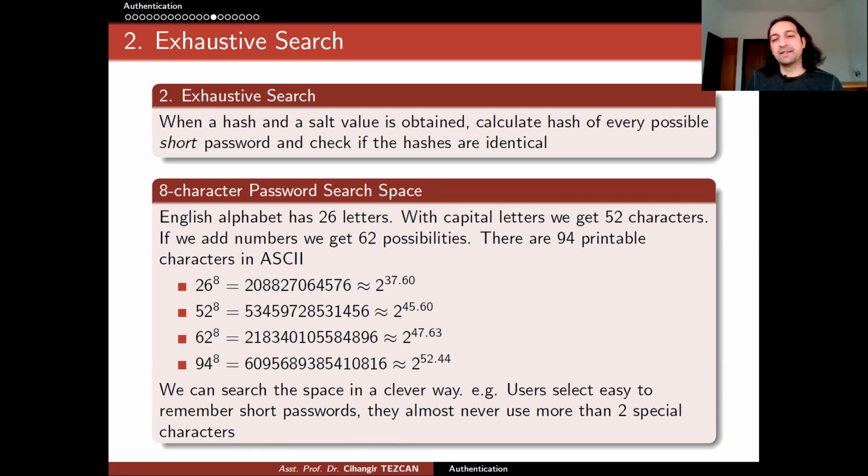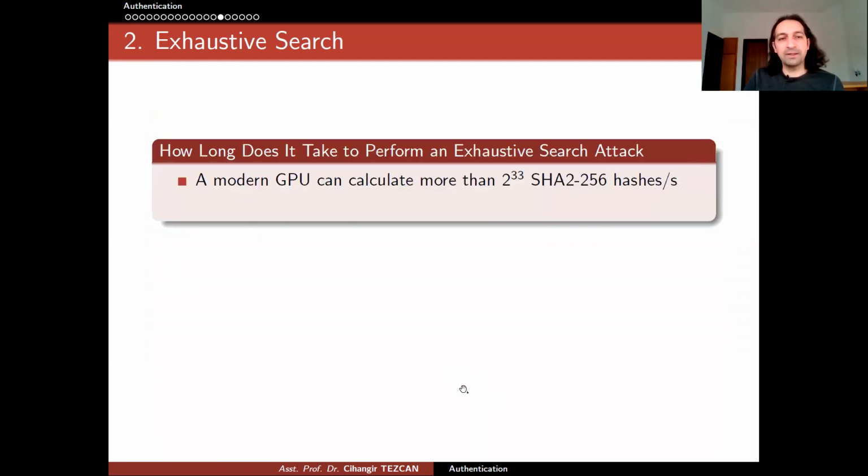For example, users select easy to remember short passwords. They almost never use more than 2 special characters. And actually this would be maybe unethical to say, but what people does is, choose a capital letter, then choose small letter words, then put a number, and then put a special character. This is how a lot of people choose their passwords. So this space is not actually this large. Most of the time, you can guess the password a lot earlier without trying all of these passwords. But so the question is, how long will it take to try all of these passwords, right?